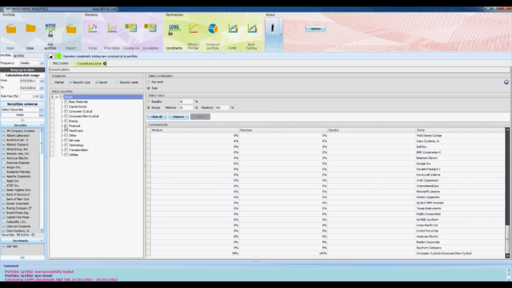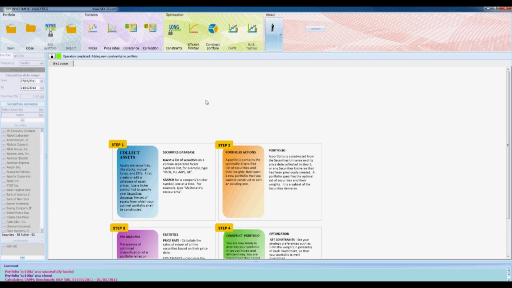Let's have at most 2% of finance. Okay. And let's say from technology and services, from each one of them we want at least 10%. We're done. These are our constraints. Let's do something else.